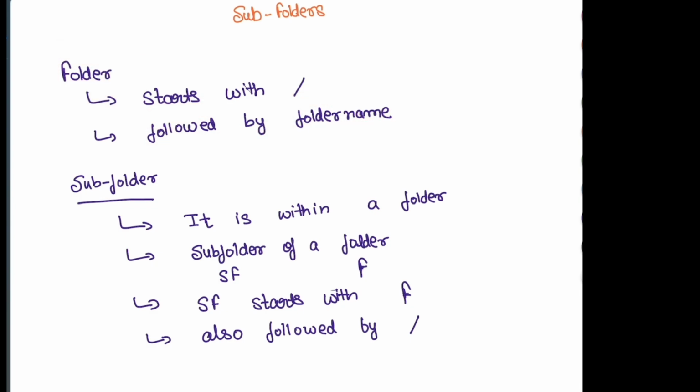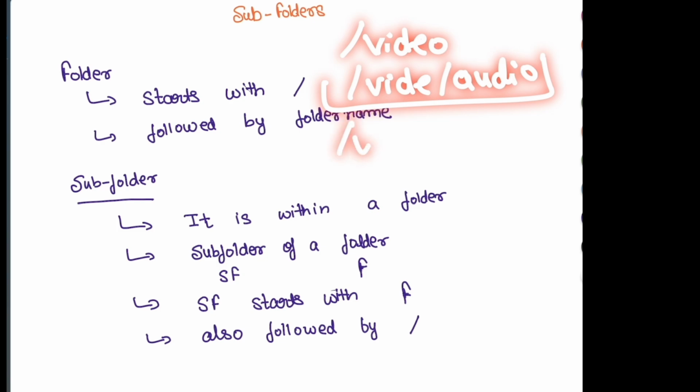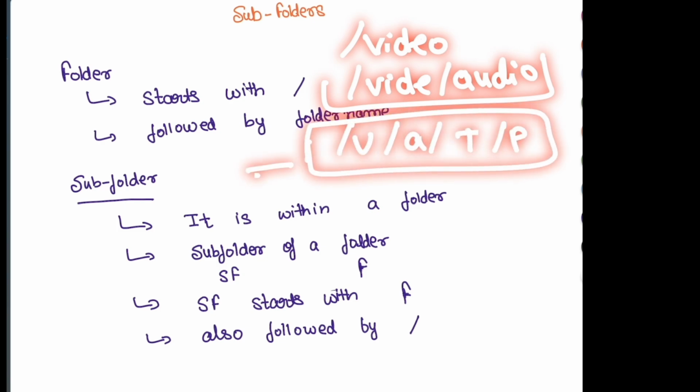Now the path of your folder can be deep. For example, slash video is a folder, slash video slash audio is also a valid folder. Then you can say slash video slash audio slash text slash pdf. All these are valid folder paths. Alright, so your folder path or your folders can be deep.